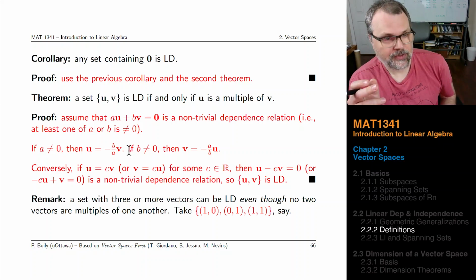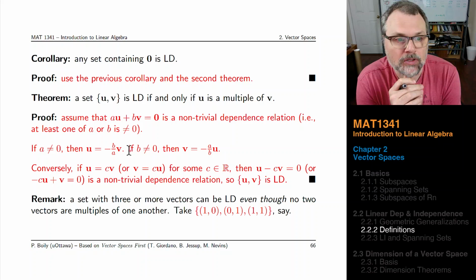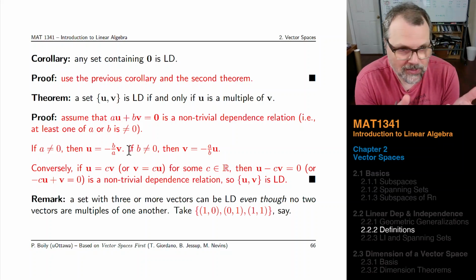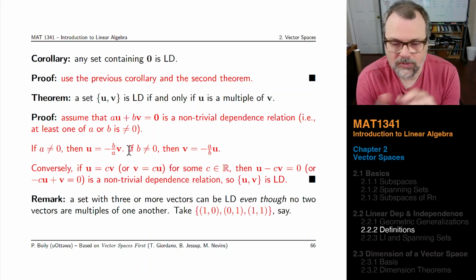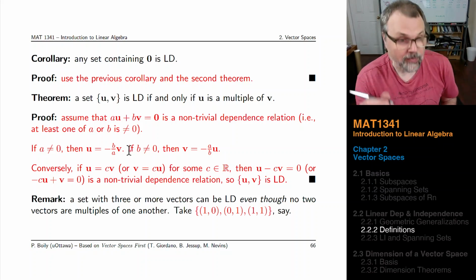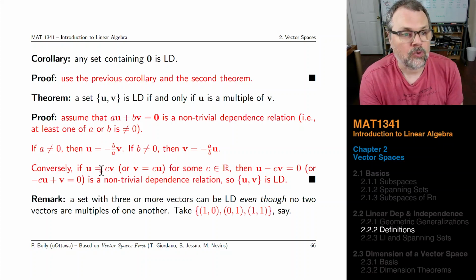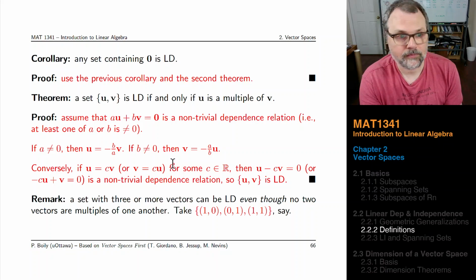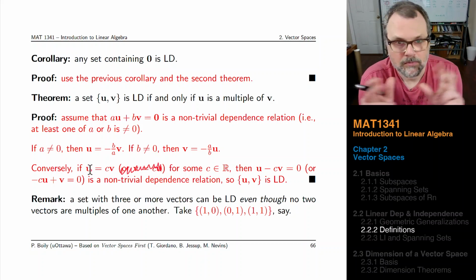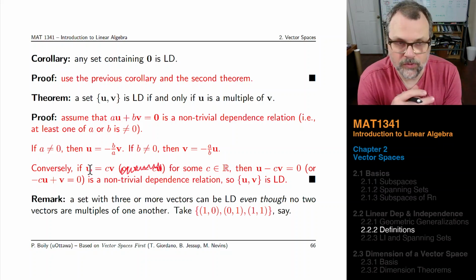In the other direction, let's assume that U is a multiple of V. So perhaps U is equal to C times V, or you can write V as C times U. These are saying the same things. It's not the same C. This C here could be a different C, but the point is that you can write U as some scalar times V, or V as some scalar times U. The C that shows up here would be 1 over C for the C that shows up here. Let's stick to the first description of U and V.